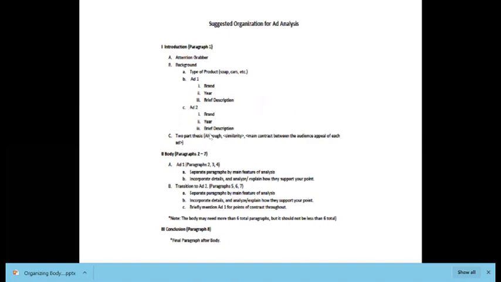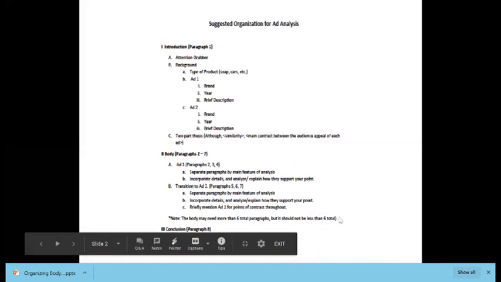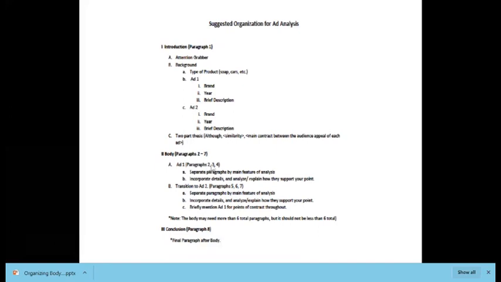The body of the paper itself will start at paragraph 2. Remember, we've got an introduction, then we move on. We are looking at least 6 paragraphs if you're doing an adequate comparison contrast. It could be more, but you should be looking at least 3 and 3. So ad 1 will have about 3 body paragraphs. Each one of the paragraphs is going to be separated by the main feature of analysis, which we'll be talking about in just a minute.